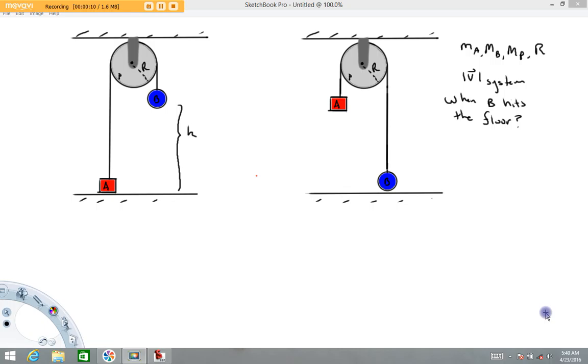The purpose of this video is to demonstrate how to write work energy equations when the rotation of rigid bodies is involved. What we're looking at here, in the picture on the left, is a system with a mass A, a mass B, and a pulley.